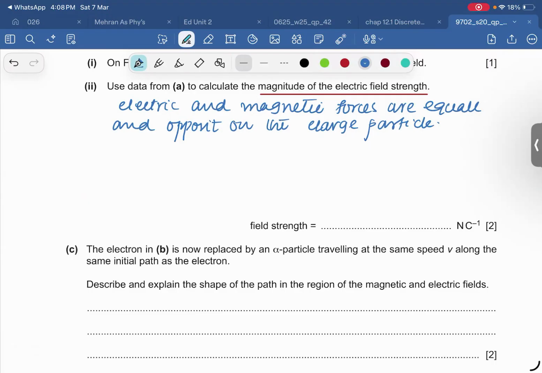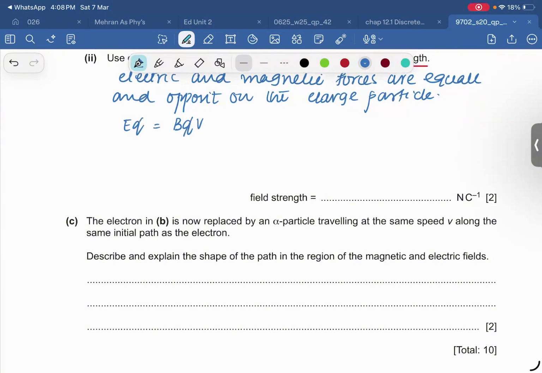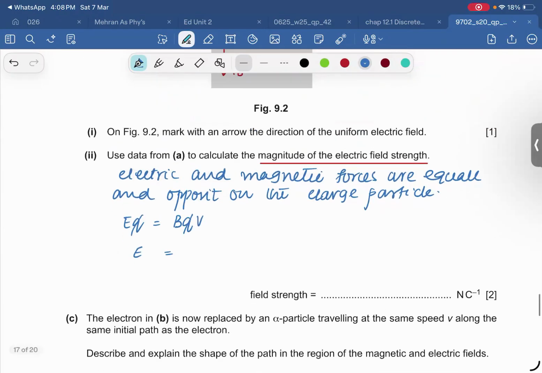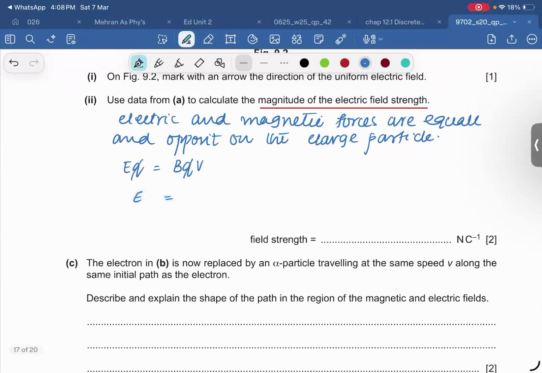So we can say that the electric force is EQ, and BQV is the magnetic force. So E, the electric field strength, is the product of the magnetic field, which is 8 exponent negative 4, times the velocity, which is 8.99 exponent 6.